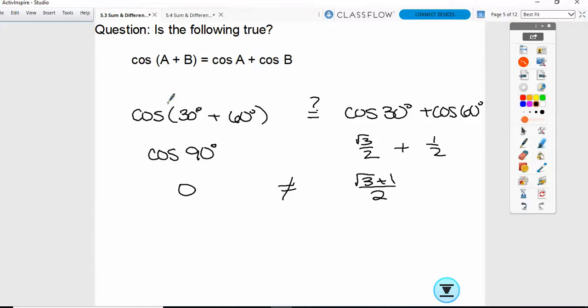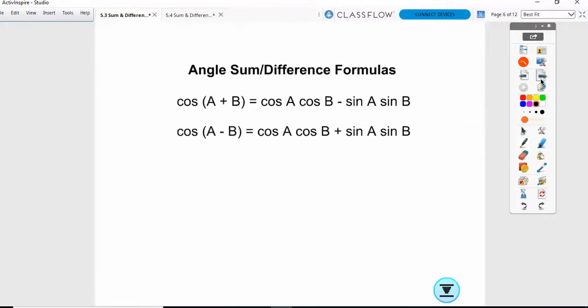So if you get out your flip chart, we're going to go to the second page, sum and difference formulas. Today I'm going to give you 2 formulas for cosine. Tomorrow I will give you formulas for sine and tangent. So you'll have a total of 6 formulas that we write on this tab. All of these formulas will be given on the formula sheet, so you do not have to memorize any of them. We just have to be able to use them.